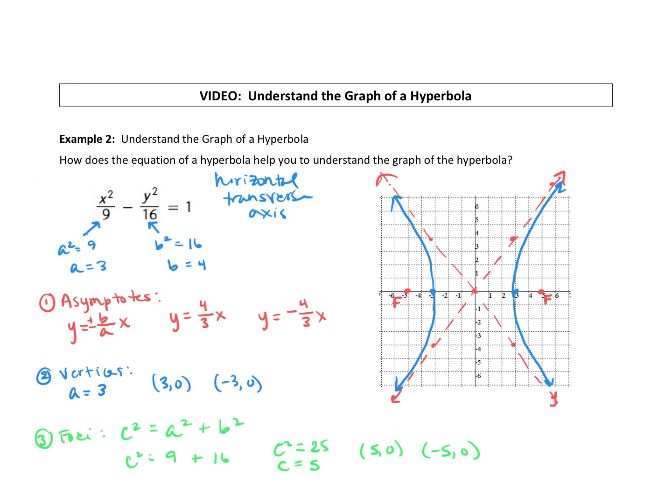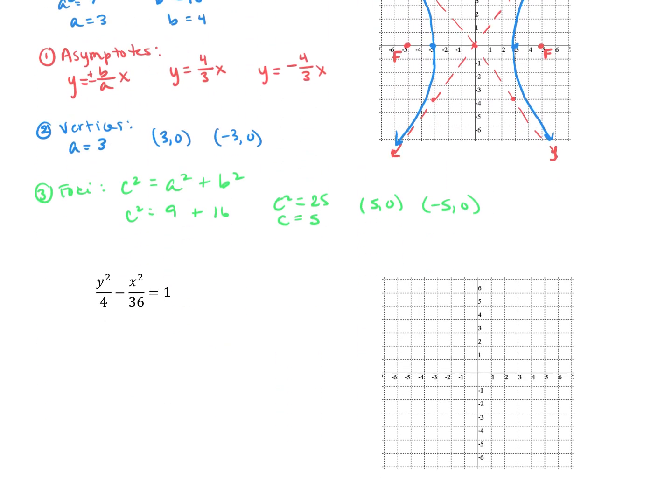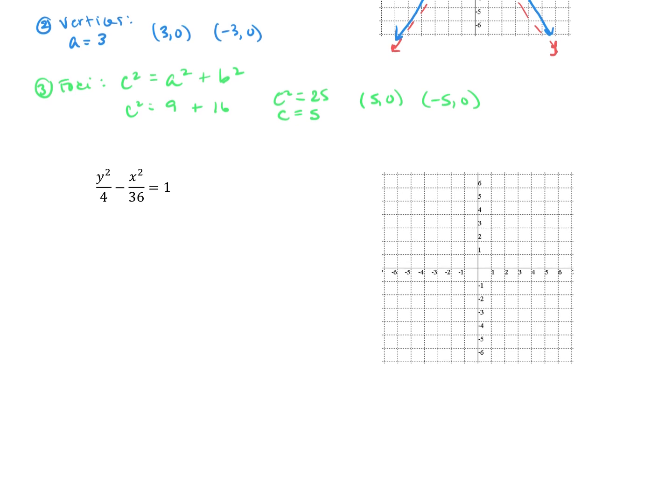The transverse axis was horizontal, so I want to make sure we understand if your transverse axis is vertical. In this equation, y squared over 4 minus x squared over 36, if our hyperbola equation starts with a y squared, that means that our transverse axis is vertical. That means that our vertices and foci will be on the vertical axis. But let's identify some things.